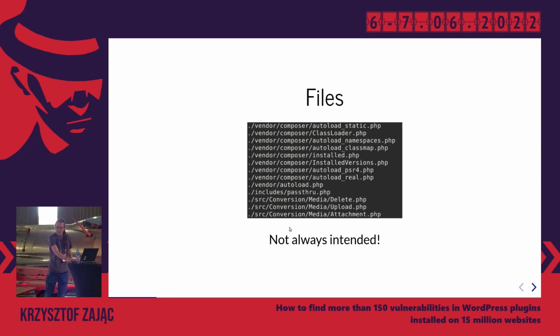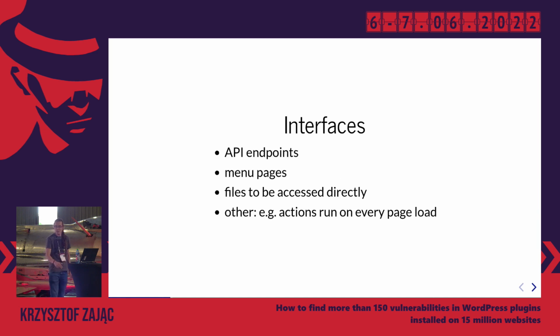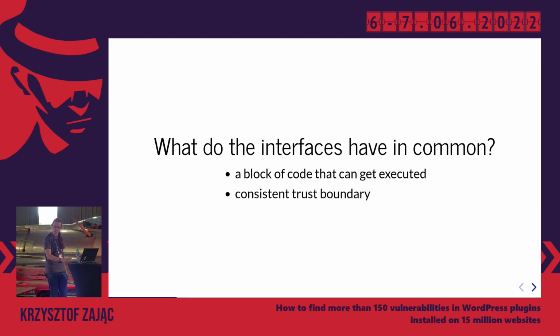All right. There are other types of pieces of code that you may hook into WordPress to be executed, for example, on every page load or in other such cases. What do all these interfaces have in common? So you have API endpoints, you have menu pages, you have files, you have other types of hooks. And what do they have in common?